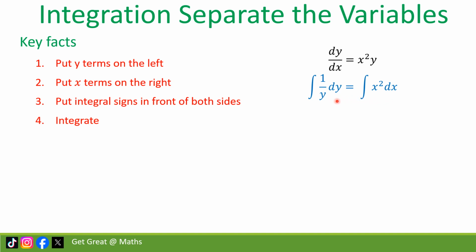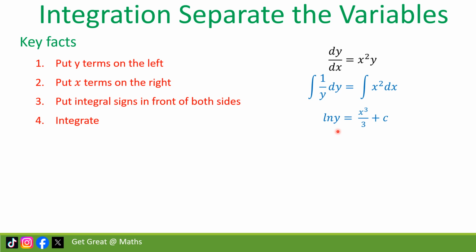From here, I can integrate the left-hand side and the right-hand side. So the left-hand side integrates to ln y. The right-hand side, add 1 to the power, divide by the new power, which is x cubed over 3 plus c. And that is how we integrate using separating the variables. Now, this is a general solution at this stage here, but often we need to rearrange this to find a function for y.